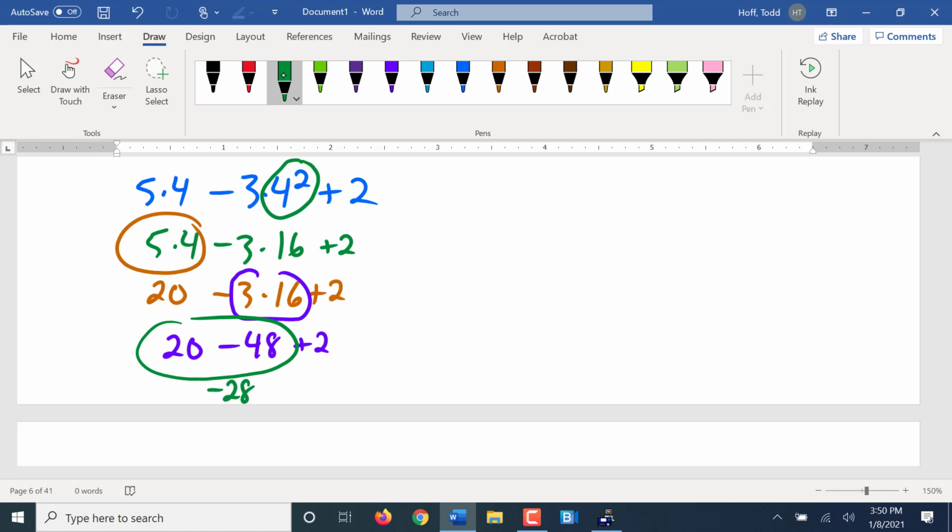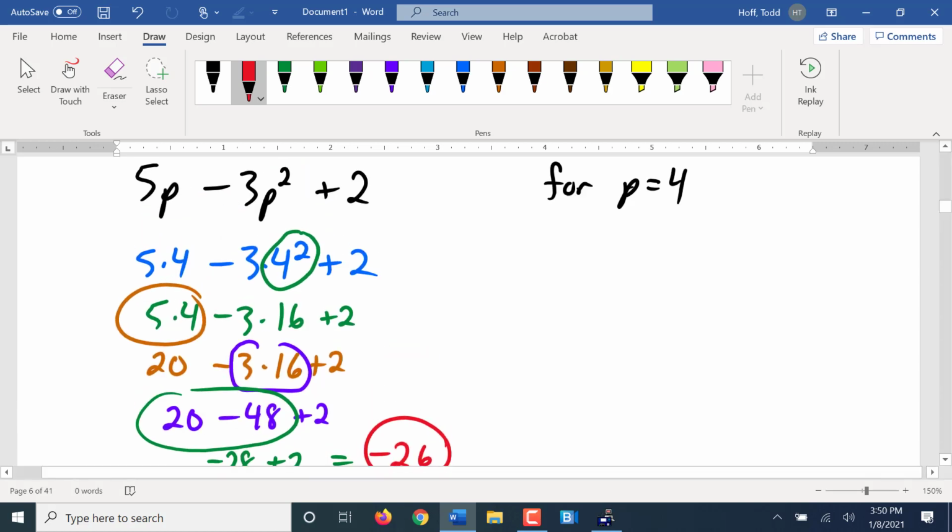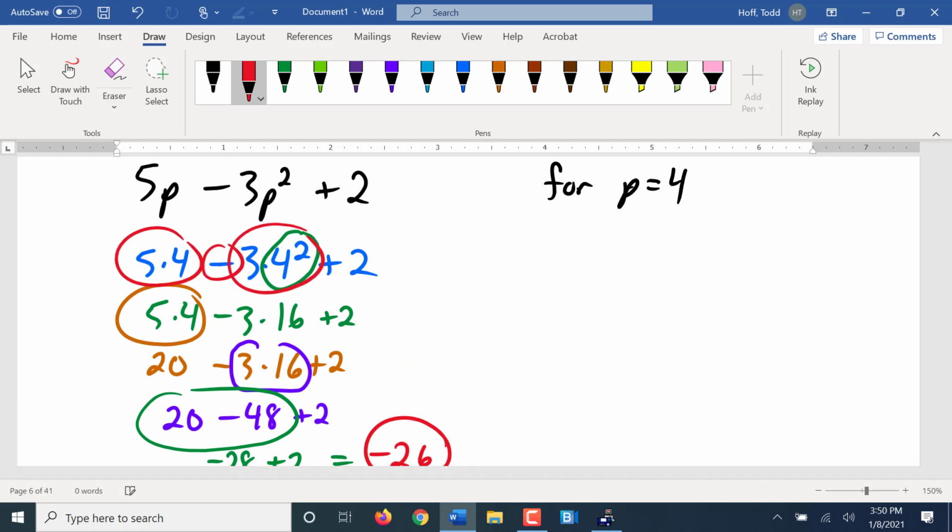I see exactly what you did. You added the 2 first and then subtracted. You got to do subtraction first. Negative 28 plus 2 is negative 26. You could have, because the 5 times 4 and the 3 times 4 squared were separated by subtraction, as long as you did the 4 squared first and then times 3, it wouldn't matter here. It's just pair form. Sometimes that'll catch you.